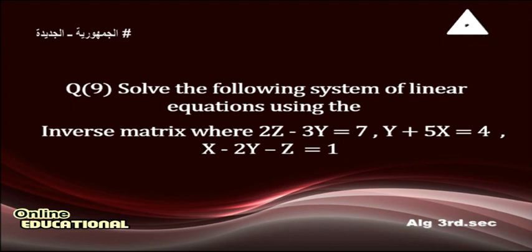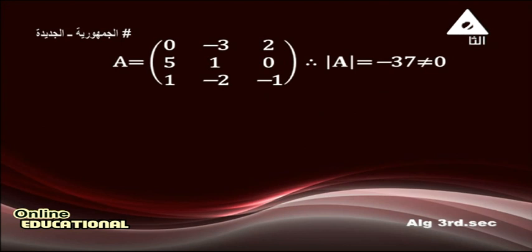To find the value of x, y, z, you make the inverse matrix. What is the inverse matrix? At first, the determinant must not be equal to 0. After that, find the cofactor matrix. After that, the adjoint matrix, to reach the inverse matrix.